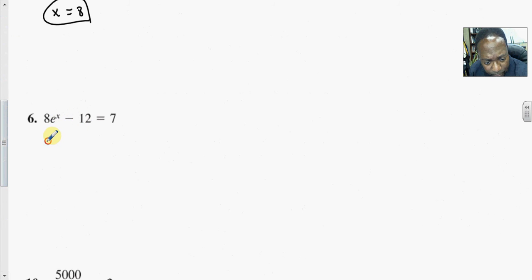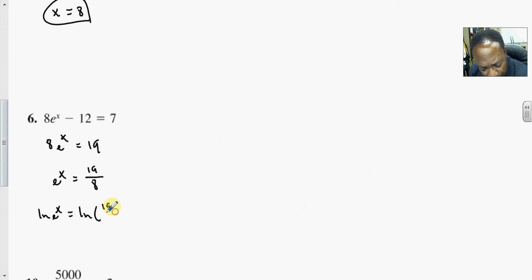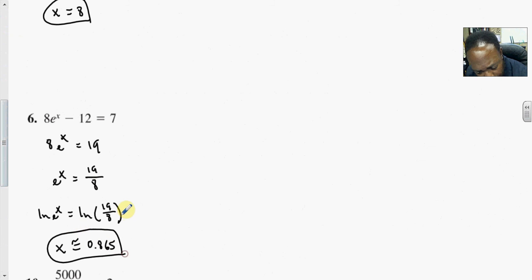Again, no calculus. Here, solve for x. Let's add 12 on both sides, so you get e times 8 times e to the x is equal to 19. E to the x is 19 over 8. Take here the natural log of both sides, so the natural log of e to the x is equal to the natural log of 19 over 8. So x is equal to whatever that is, and since they want the decimal, you get 0.865. It's approximate. This is not exact. This is exact.